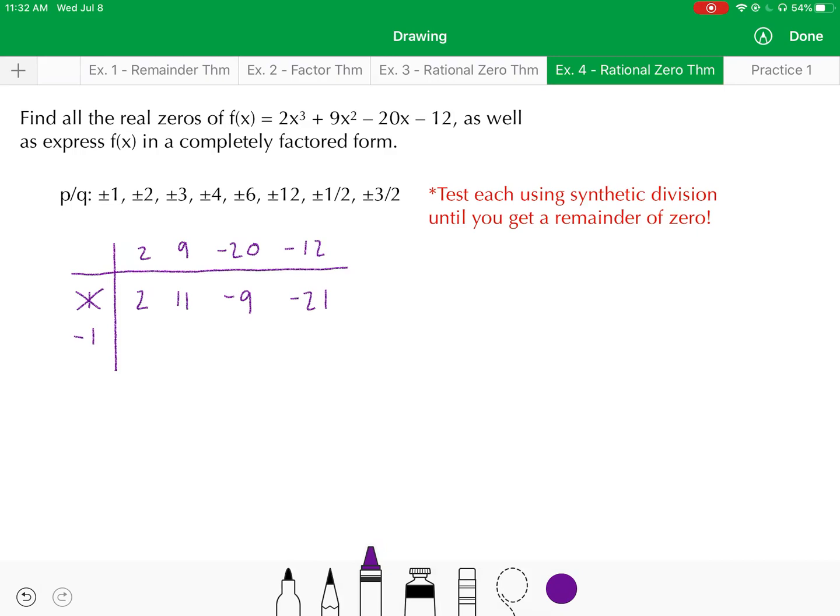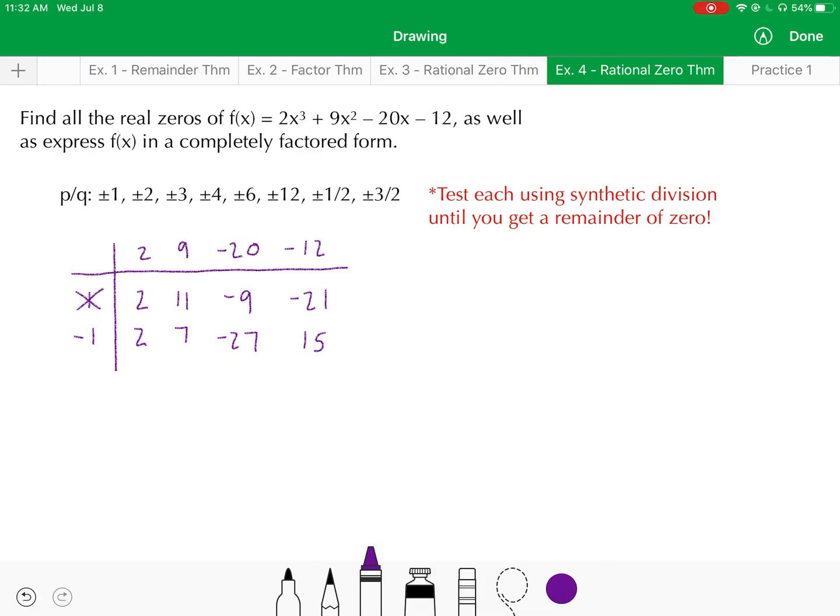Okay. Since that didn't work, I move to the next number in my list, which would be negative 1. Okay. Bring the 2 down to start the process. 2 times negative 1 is negative 2. Add that with 9, you'll end up with 7. 7 times negative 1 is negative 7. Add that with negative 20, you get negative 27. And then we have negative 27 times negative 1 is 27. Add that with negative 12, we get 15.